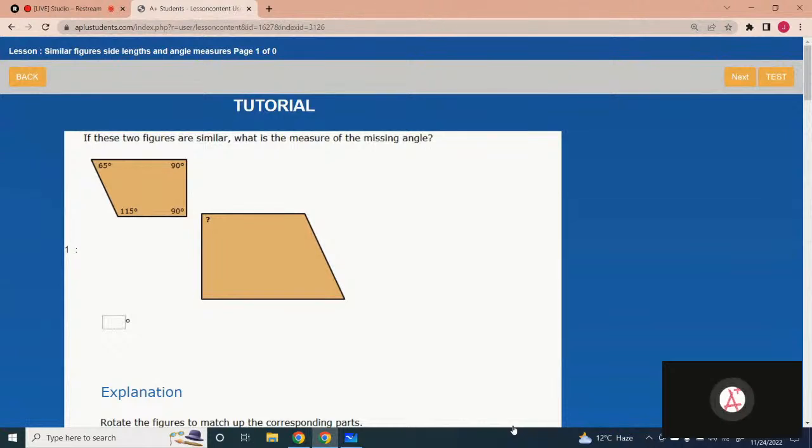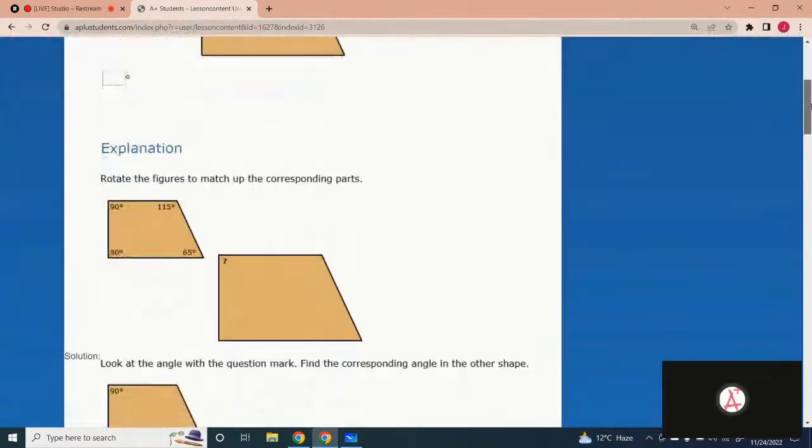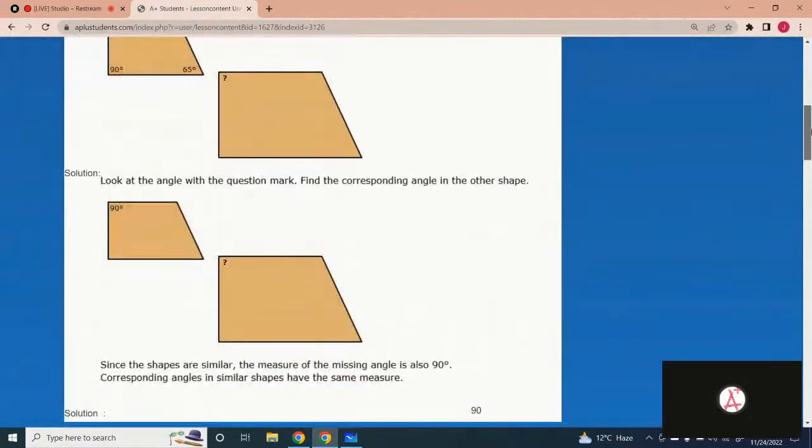Okay, if these two figures are similar, what is the measure of the missing angle? Got it? So they are similar. Since the shapes are similar, the measure of the missing angle is also 90 degrees, because they are the corresponding angles. Corresponding angles in similar shapes have the same measure. So the missing angle and 90 are corresponding angles, which means the missing angle is 90 degrees.